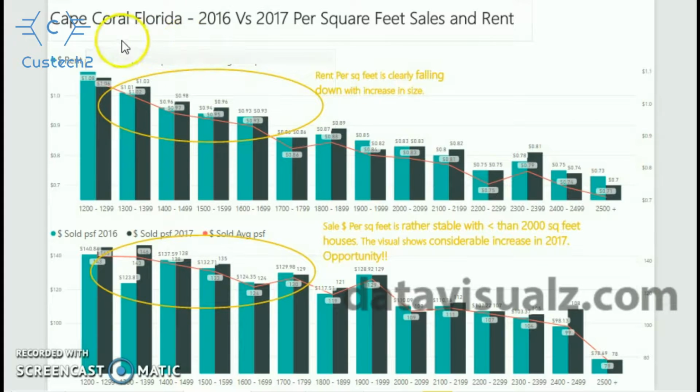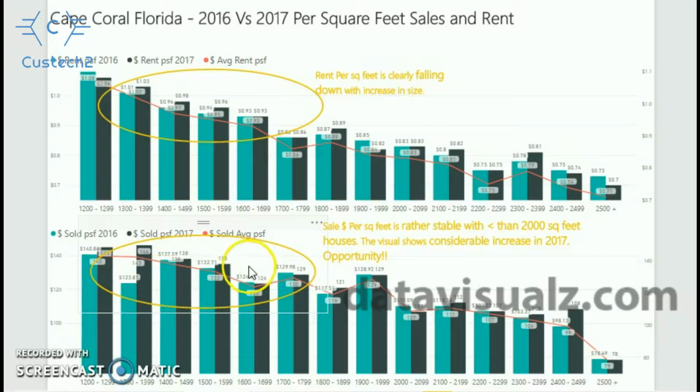So in this area, Cape Coral, Florida, the smaller houses have a higher per square feet rent, and with sales also, but that's pretty much standard. There has not been a major increase or decrease in that, although from 2016 to 2017 the prices are comprehensively rising from 123 per square feet sales price to 146. It's rising in the 1200 to 1300 category as well.